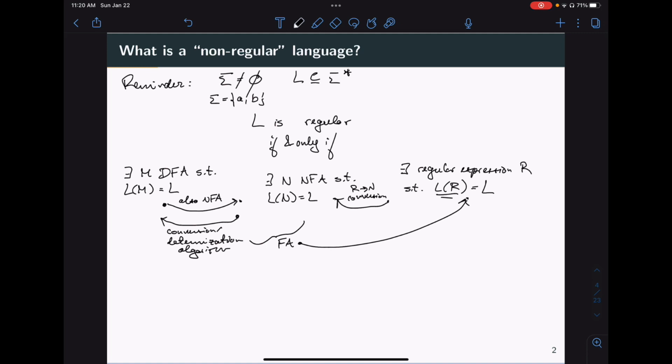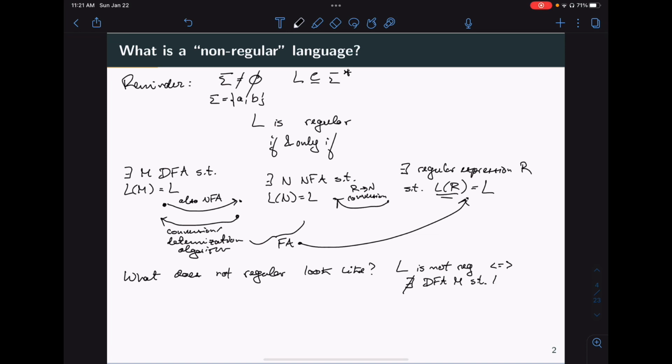This is what it means for a language to be regular. Now, what does it mean for a language to be not regular? What does not regular look like? Essentially, because this is an if and only if, you can think of it as applying the negation to both elements of the if and only if. If we say that L is not regular, then this must mean that there does not exist, for instance, a DFA M such that the language of M is equal to L. Otherwise, if there were, L would be regular.